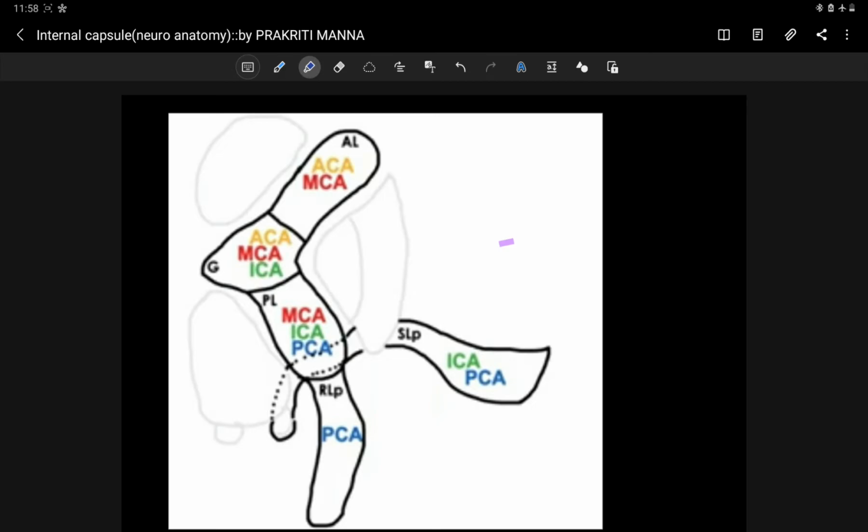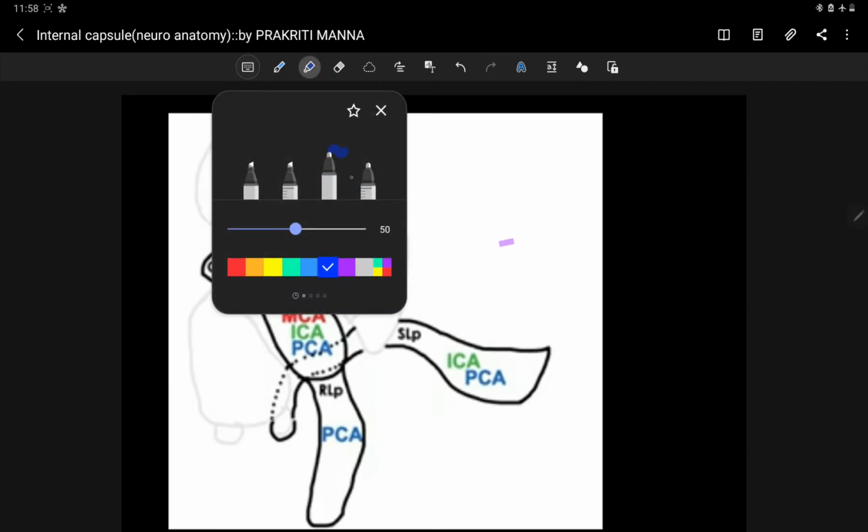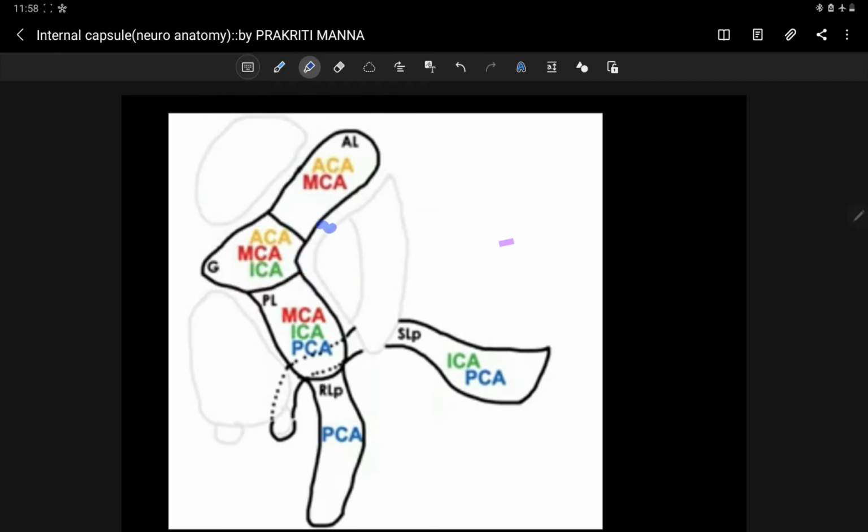Alright, here you can see the anterior limb of the internal capsule. This anterior limb is supplied by the anterior cerebral artery and the middle cerebral artery, ACA and MCA. Now this is about your anterior limb.